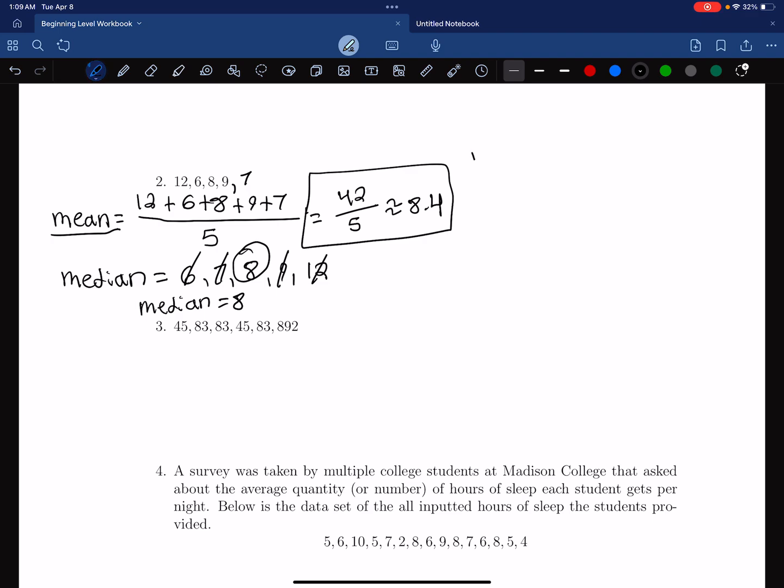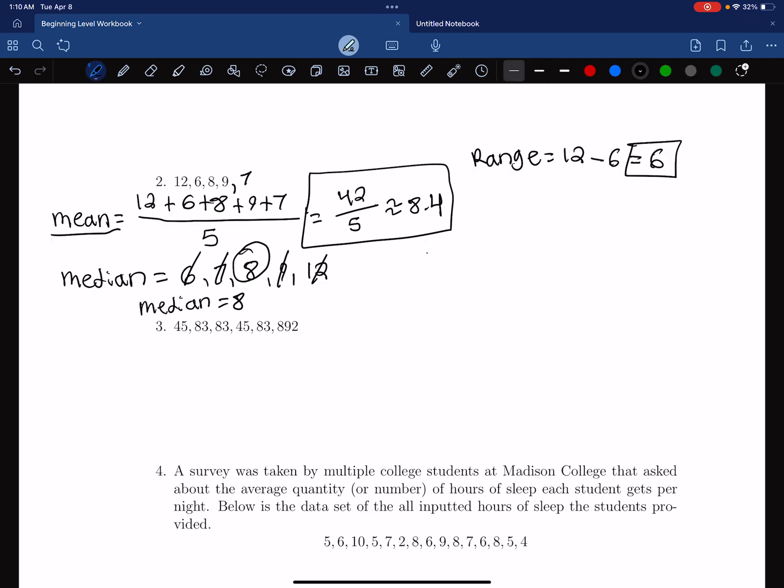And then to find our range, we're going to take the largest value in the data set, which is 12, and then we're going to subtract the smallest number, which is 6. So our range is 6. So our entire data set has a measure of 6. That means that our data values are spread out by 6 values. So that's what the range tells us.